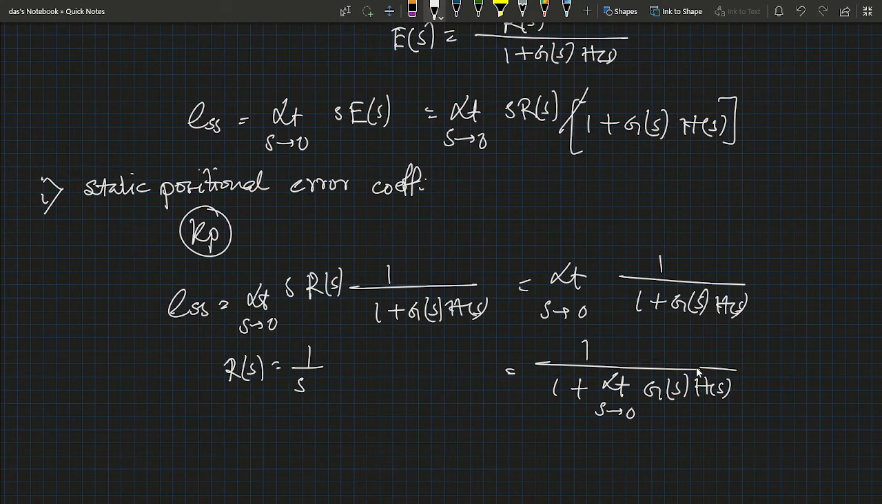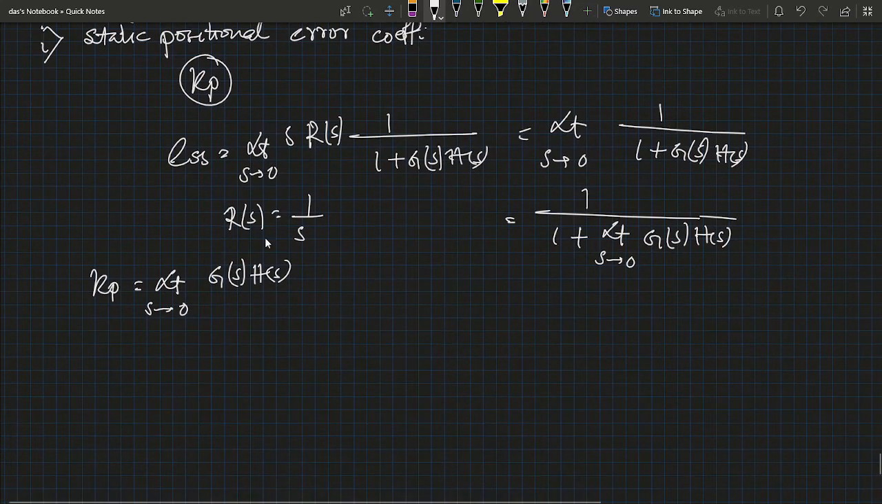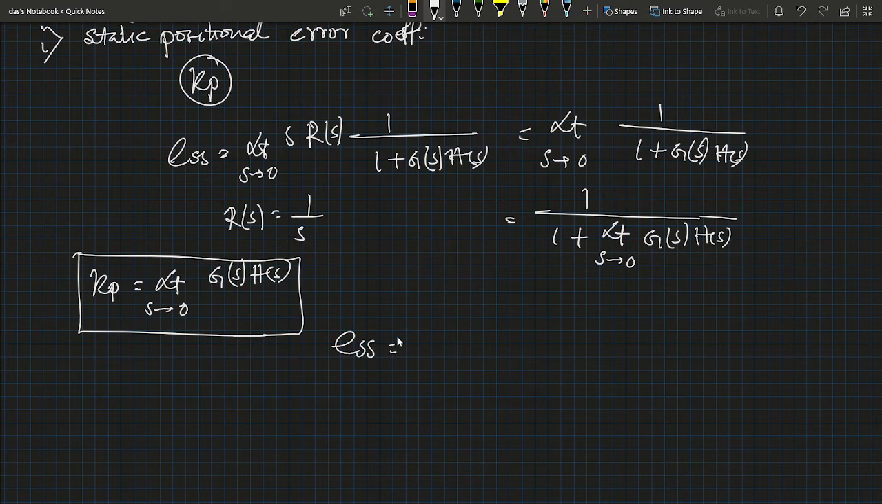Now this is the system transfer function, and this is the steady state error function. Here the parameter is Kp, which equals limit s tends to 0 of G(s) into H(s). This is known as the positional error coefficient. This is very important. Now putting this value here, what is our steady state error formula? The steady state error is 1 divided by 1 plus Kp.